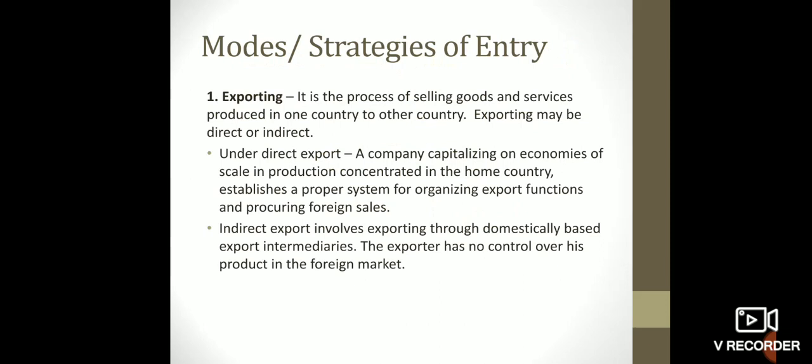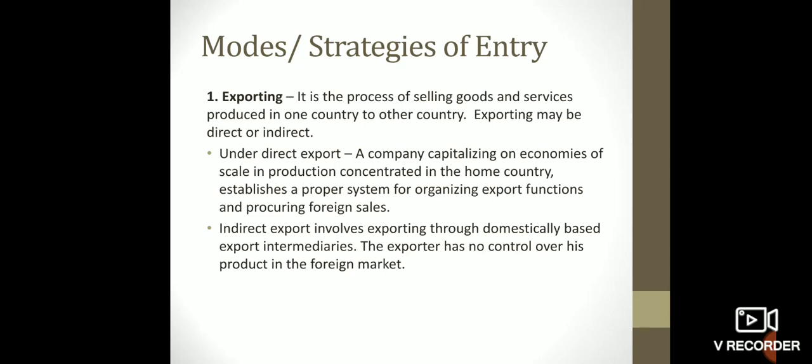The first important strategy is exporting. It is the normal method followed by companies. It is the process of selling goods and services produced in one country to another country. Exporting may be direct or indirect. Under direct export, a company capitalizing on economies of scale in production concentrated in the home country establishes a proper system for organizing export functions and procuring foreign sales. Indirect export involves exporting through domestically based export intermediaries. The exporter has no control over his product in the foreign market.